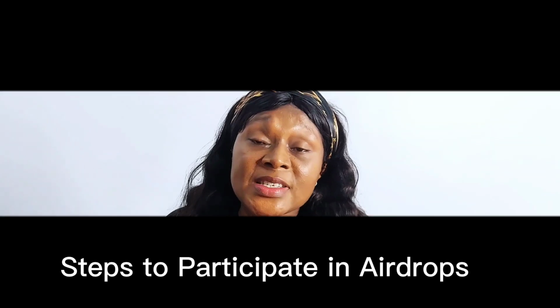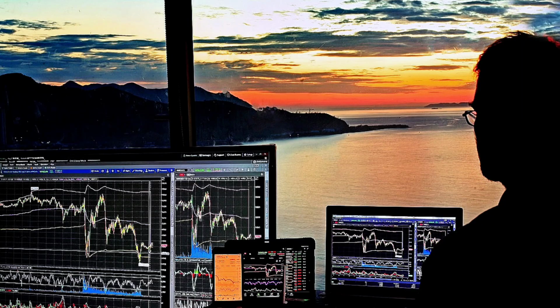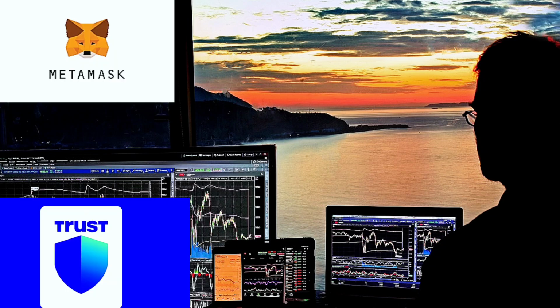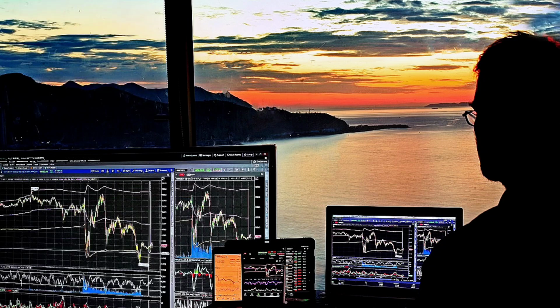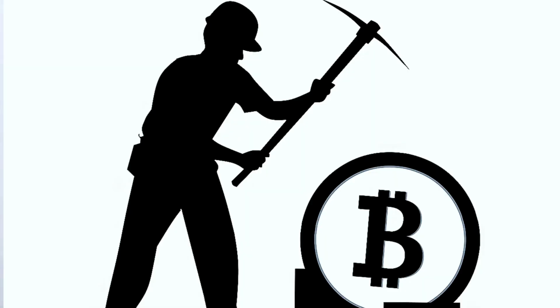So how do you participate in all these airdrops? Here are the steps. One is to get a crypto wallet. You need a wallet that supports the token you need to receive. Popular wallets like MetaMask and Trust Wallet will also help you. Number 2 is to follow instructions. Each airdrop will have specific requirements. This could involve filling out a form, joining a Telegram group, or sharing a post on their social media.